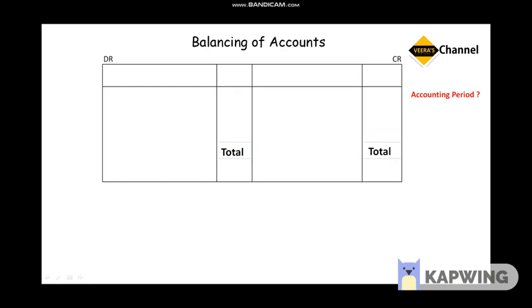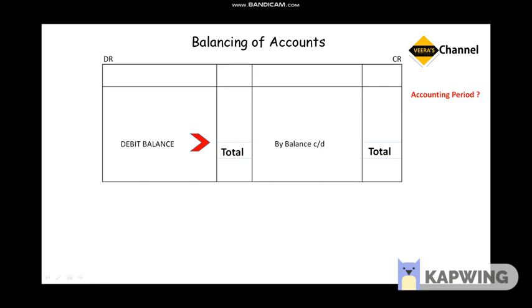Let us see. So already we learnt about debit and credit balances. Whenever debit side total is greater than credit side total, we say the account is having debit balance. Whatever extra amount we are having on debit side, we balance that extra amount on the credit side by writing as by balance carried down. Now if you see, we will get both sides amount equal. That is nothing but balancing of accounts.